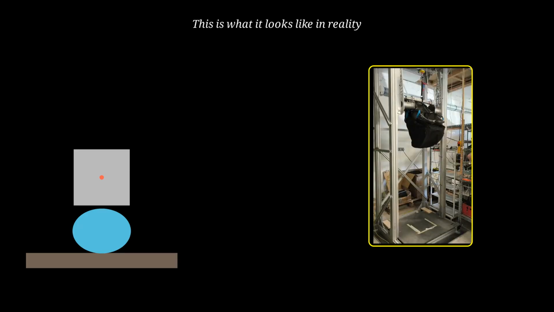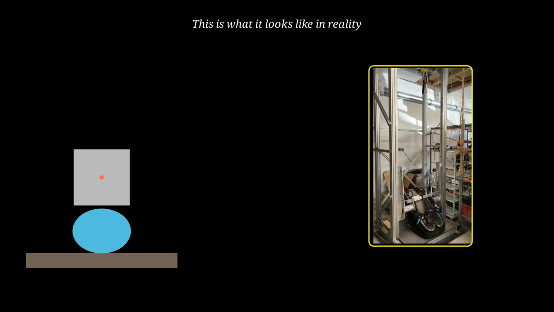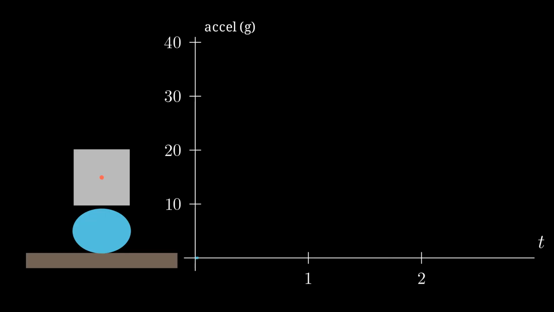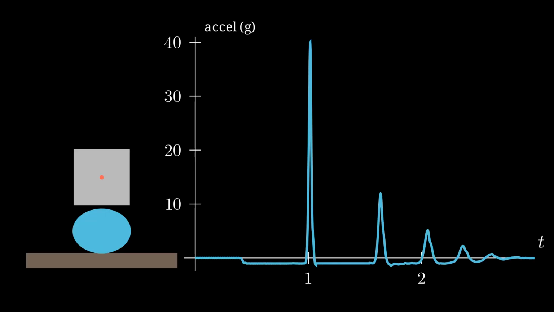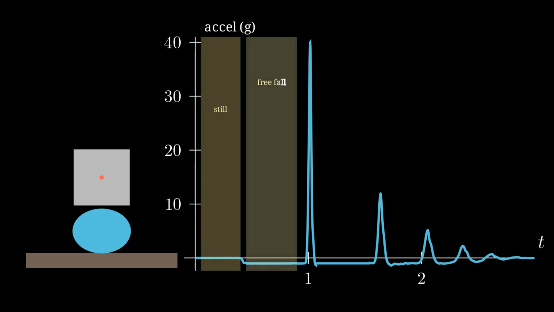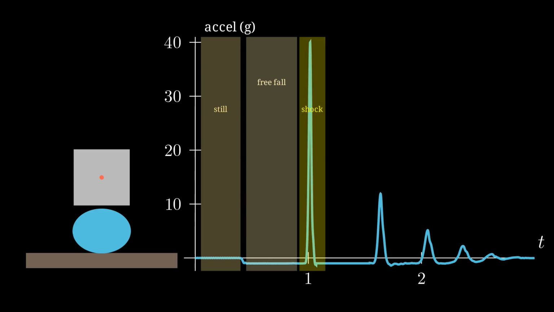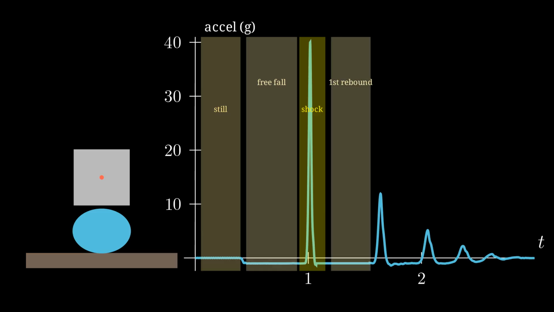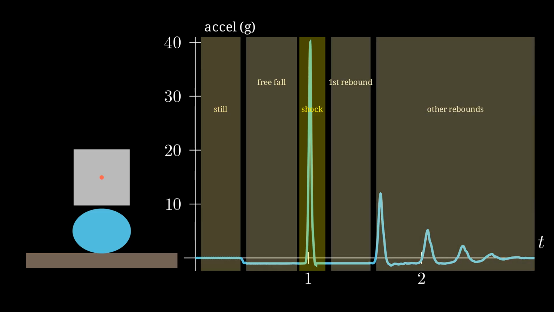This is how it looks like in reality. Let's have a look at the recorded data. X-axis is the time, and Y-axis is the recorded acceleration. This part is the static phase before being dropped. Here's the free fall at -1 g. Now comes the main impact, the one we will measure later. The harness is back in the air for the first rebound, and then the other rebounds, which we will ignore.